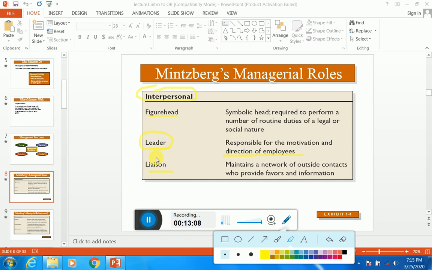The last but not the least, that is liaison. What is liaison? Maintains a network of outside contacts who provide favors and information. For example, the sales manager who obtains information from the quality control manager in his or her own company has an internal liaison relationship. And when a manager gets information from outside, that is acting as an external liaison. So that activity is simply known as your liaison activity. Now we will move to the next slide.